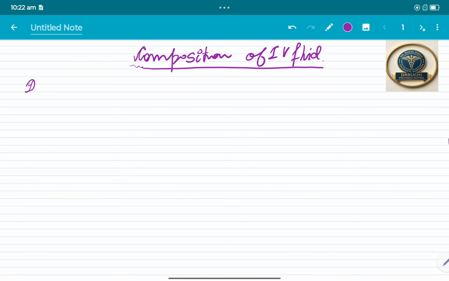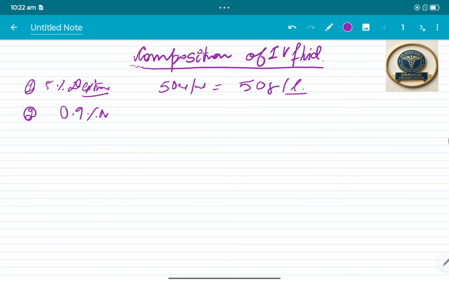Now the first fluid is 5% dextrose. Multiply the percentage by 10: 50 milligram per ml, or you can write it as 50 grams per liter. Now the next fluid is 0.9% normal saline, which means 0.9 grams per 100 ml.